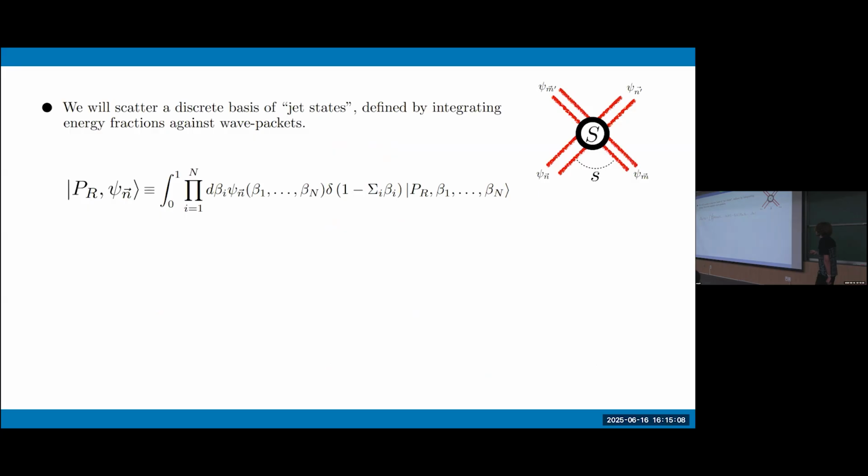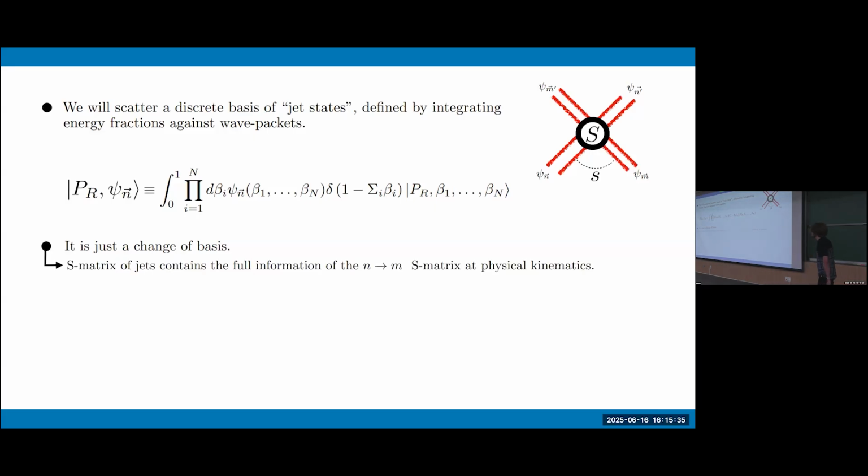So our strategy will be to consider the scattering of certain jet states. So we define a jet state by integrating this plane wave basis against the wave packets in the energy fractions. Now, it's easy to write a complete basis of discrete wave functions that parameterize the full Fock space in this way. And let me emphasize, this is just a change of basis.